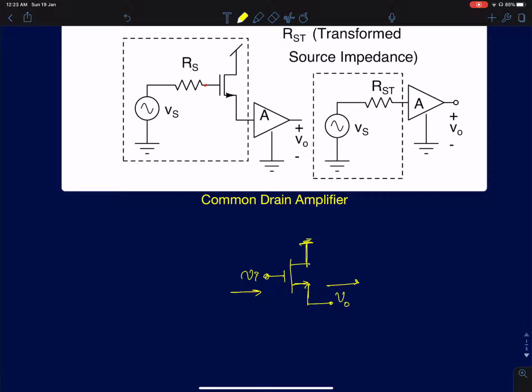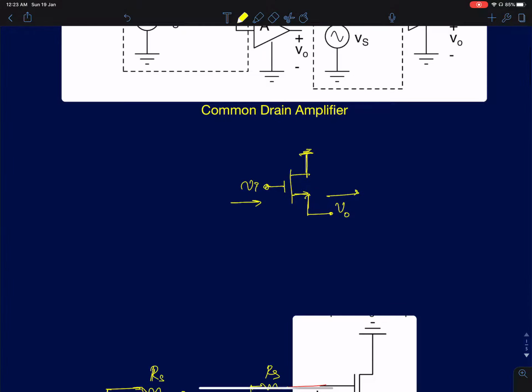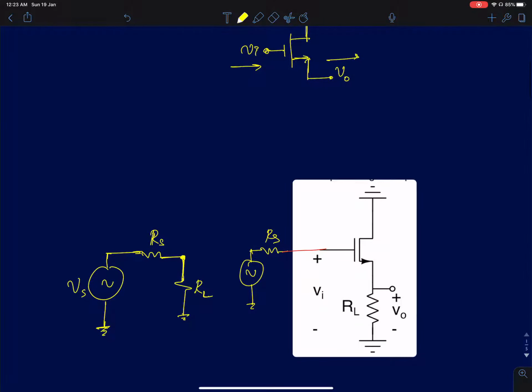As we will later see, the voltage gain of a common drain amplifier will not be much. In fact, it will never be greater than one. But still, why do we use this common drain amplifier in the first place?